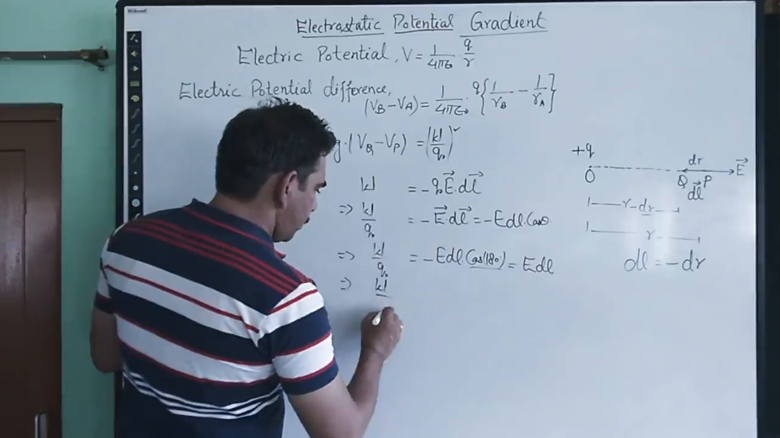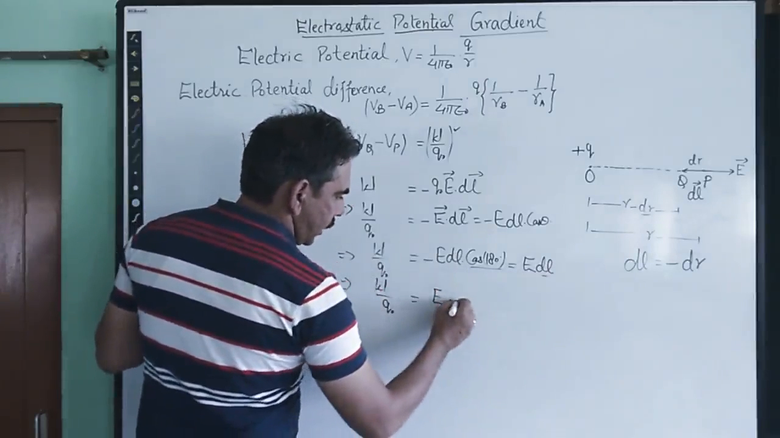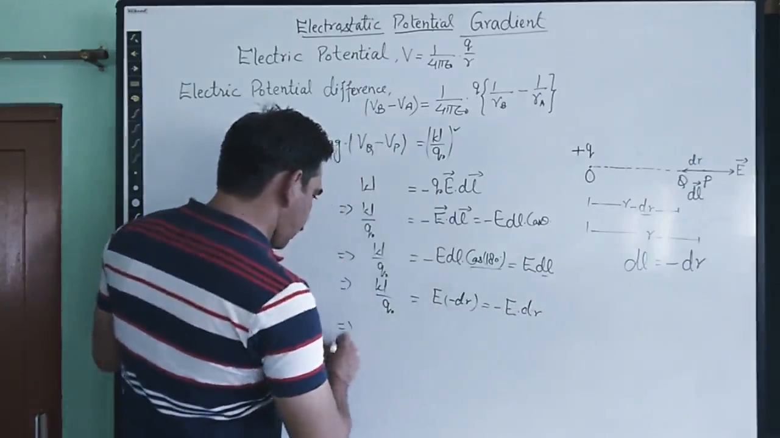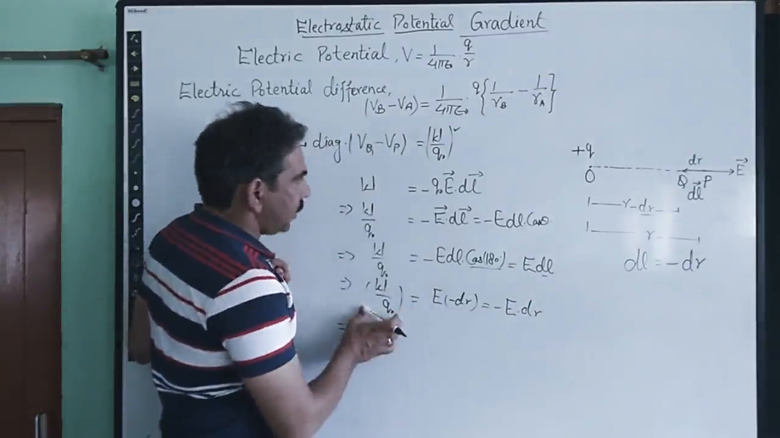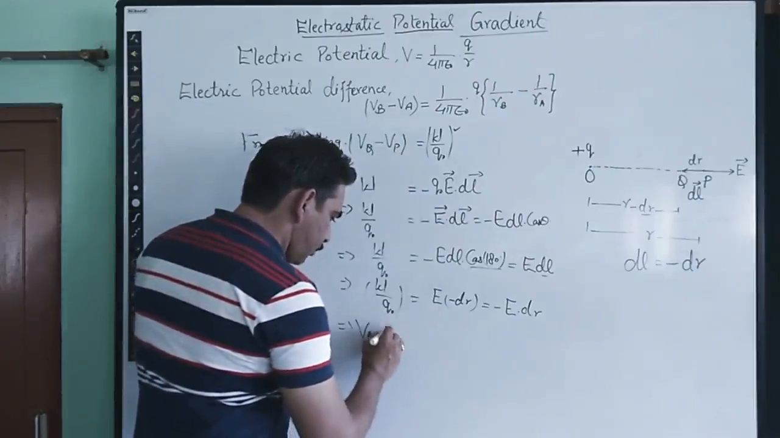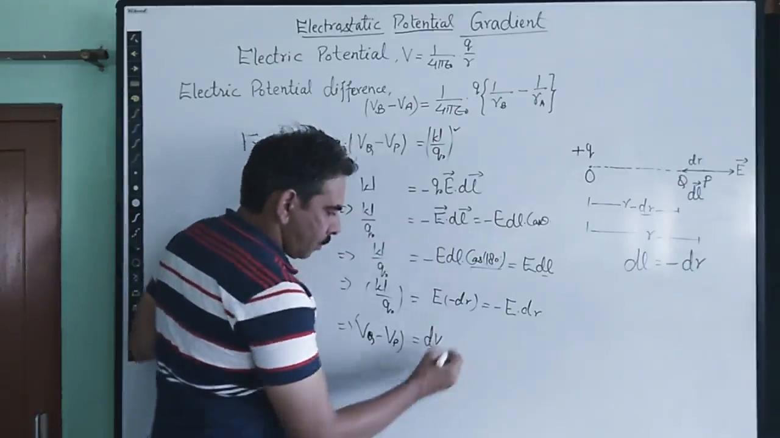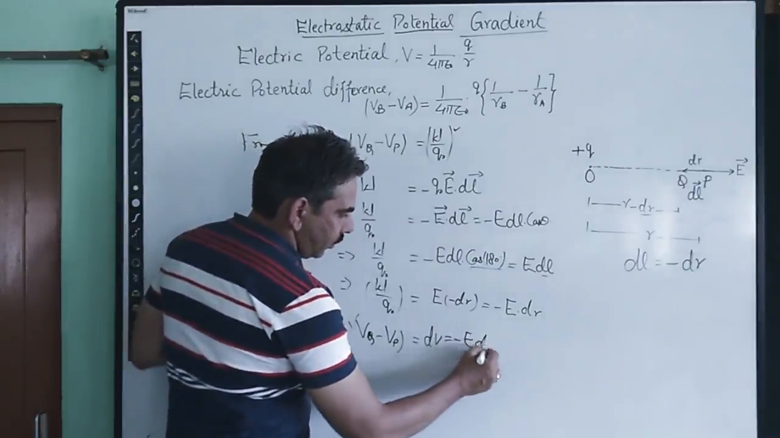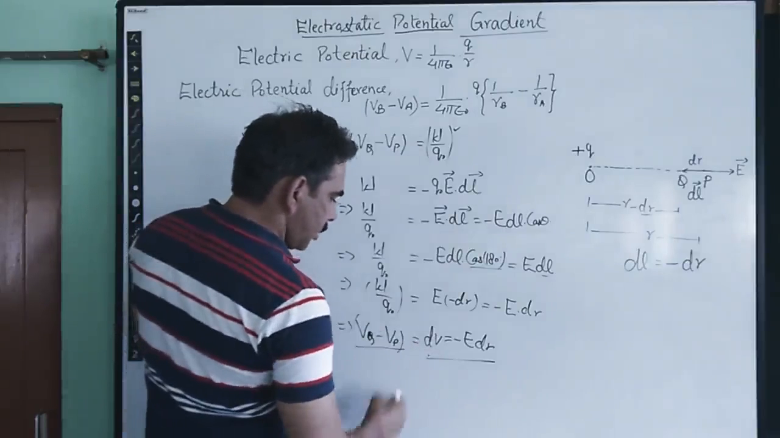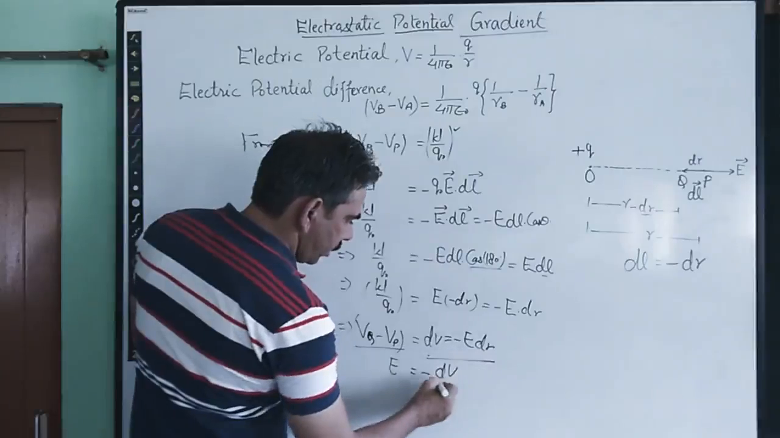So the total amount of work done per unit charge is given by E into dl. dl simply means minus dr, so we get minus E into dr. From here we understand the left hand side term is the electric potential difference between P and Q, that is Vq minus Vp, which we can also write as dV, simply the change in potential between P and Q. This is equal to minus E into dr. So from this we get the result of electric field, which is equal to minus dV upon dr.